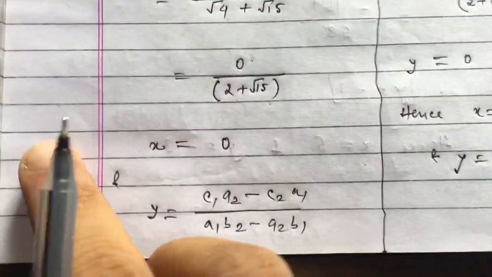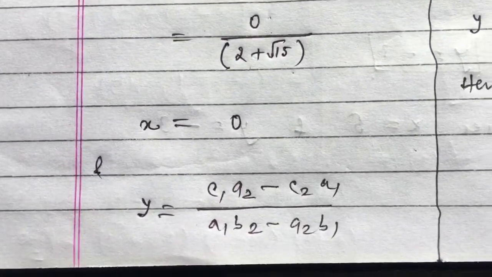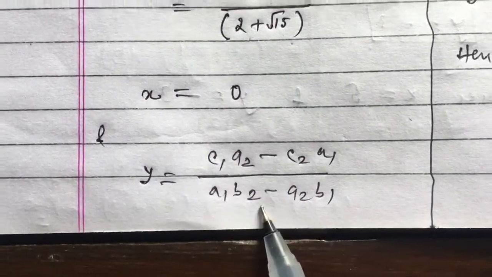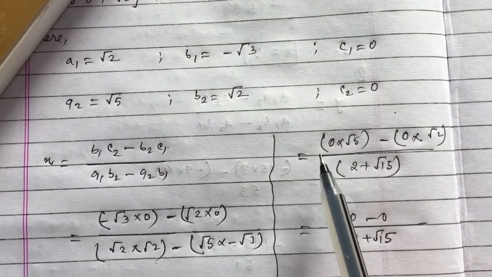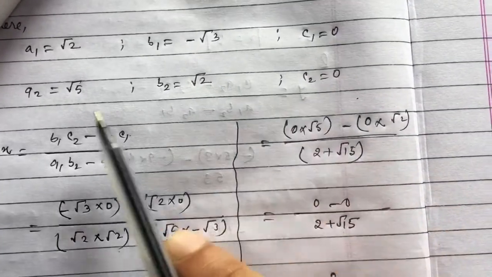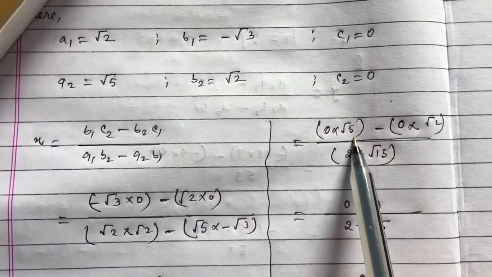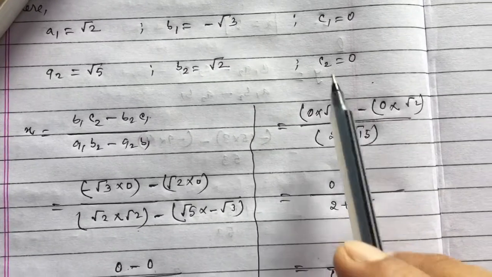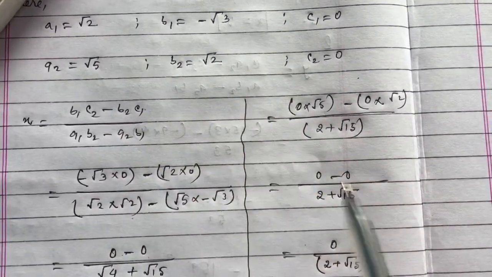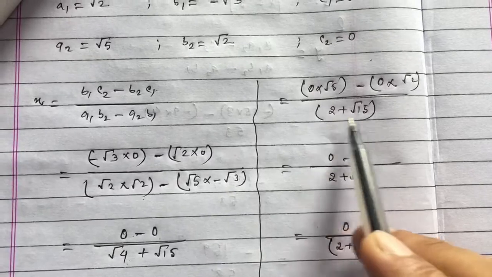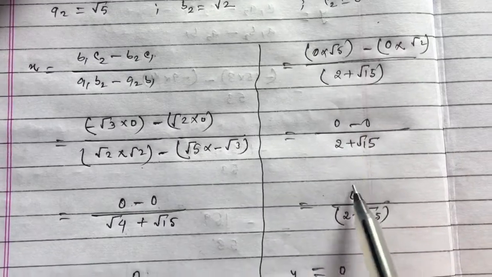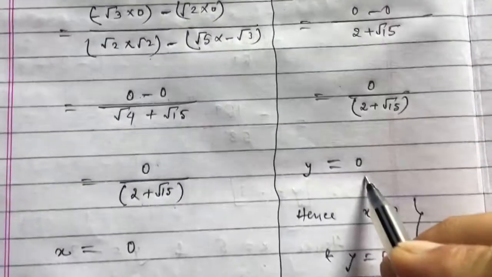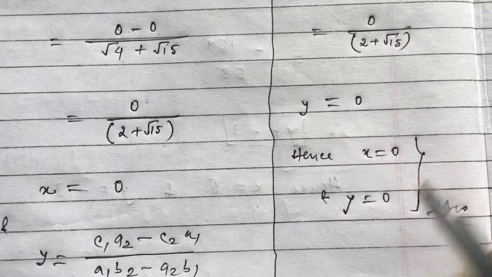Now see the formula for y. The formula for y is equal to c1 a2 minus c2 a1 over a1 b2 minus a2 b1. Now substitute the values. c1 is 0 and a2 is root 5, minus c2 a1, c2 is 0 and a1 is root 2, and the denominator we will write the same, 2 plus root 15. This into 0 is 0, this into 0 is 0, 0 minus 0 is 0, and 0 divided by this will give 0. Hence y is also 0.